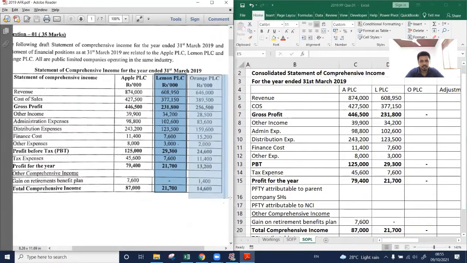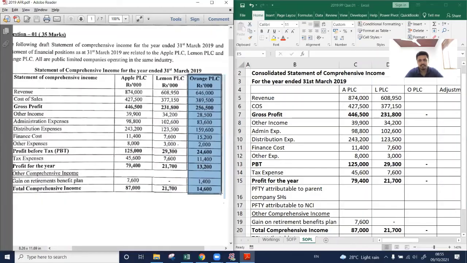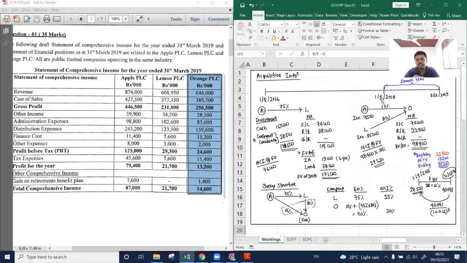What about this one, Orange PLC? Can we consider figures as they are? Can or can't? How can we decide that? Based on the acquisition date. See, we have acquired Orange PLC on when? On 1st of April 2018, that is exactly the beginning of our current financial year.